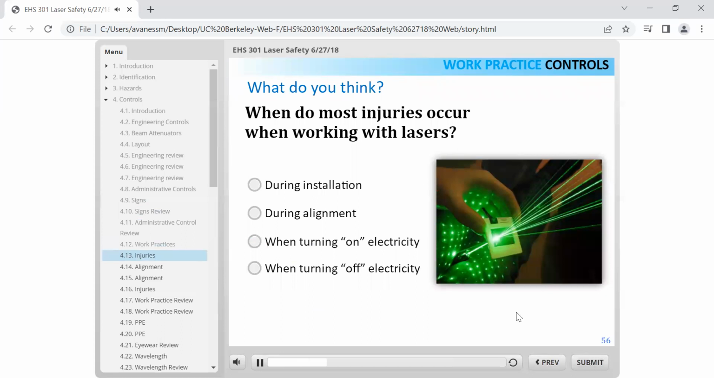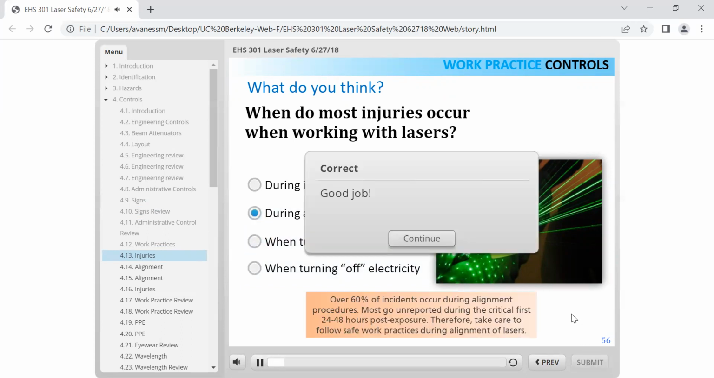What do you think? When do most injuries occur when working with lasers? That is correct. Over 60% of incidents occur during alignment procedures. Most go unreported during the critical first 24 to 48 hours post-exposure. Therefore, take care to follow safe work practices during alignment of lasers.